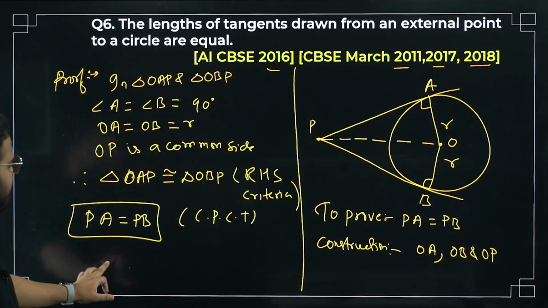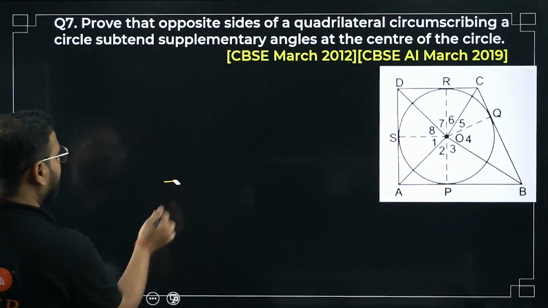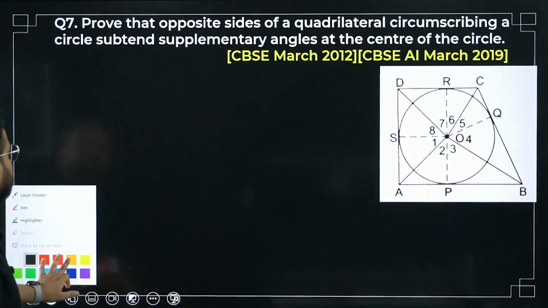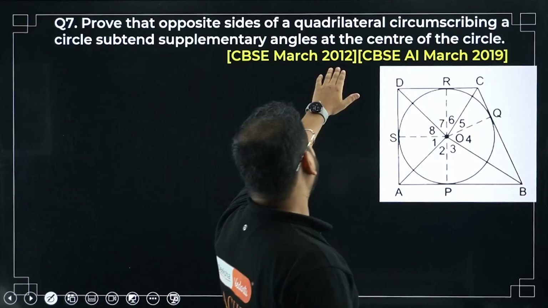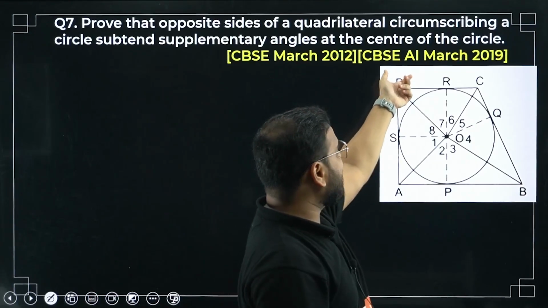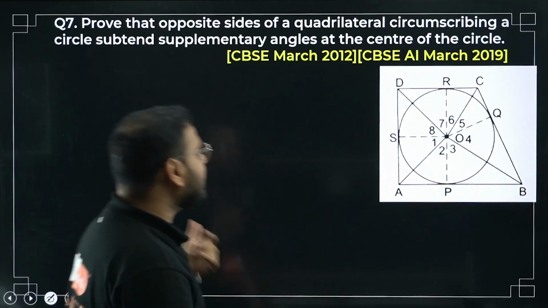Okay, very simple. Let's move on to question number 7. We have external line over here. I'll draw it like this. I'll just remove it. Question number 7 now. Prove that. That's a very good question again, bacha. It's asked in 2012 paper in March and AI paper in March 2019. Very relevant question and it's good also. Okay, not difficult, good question.